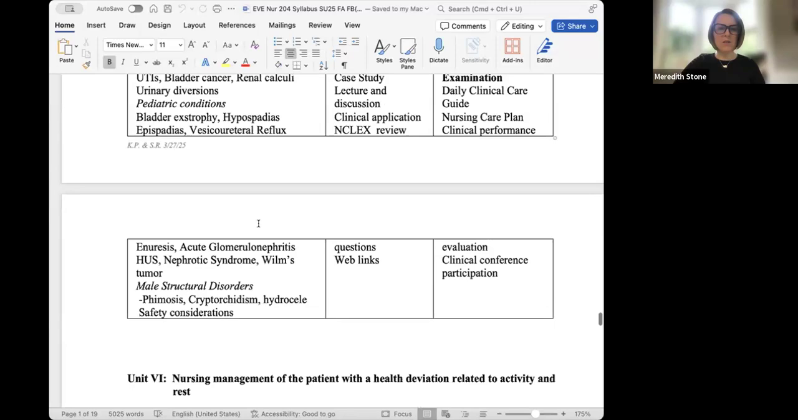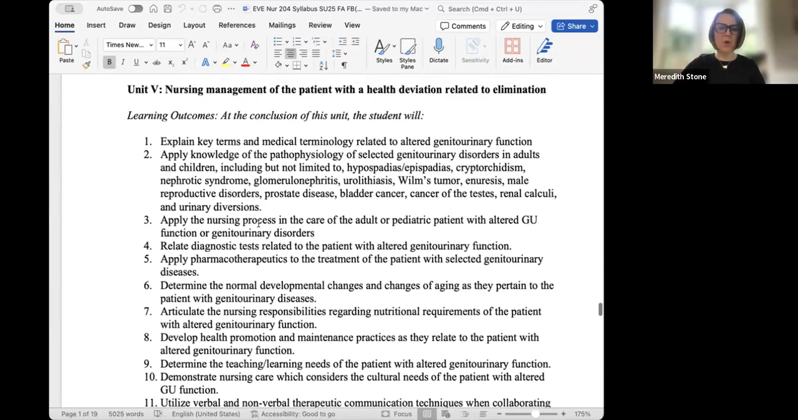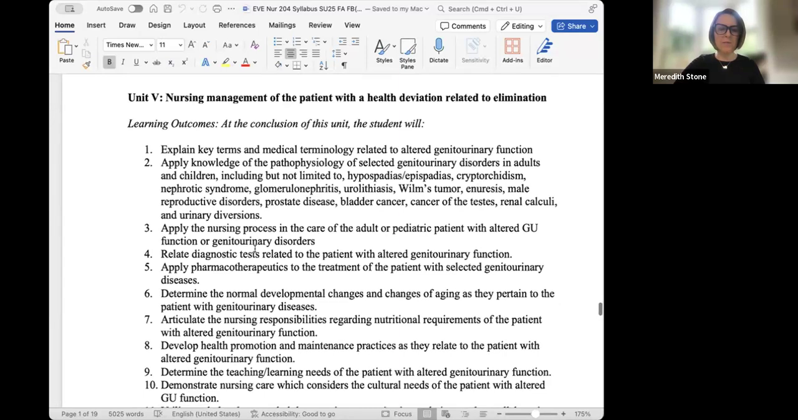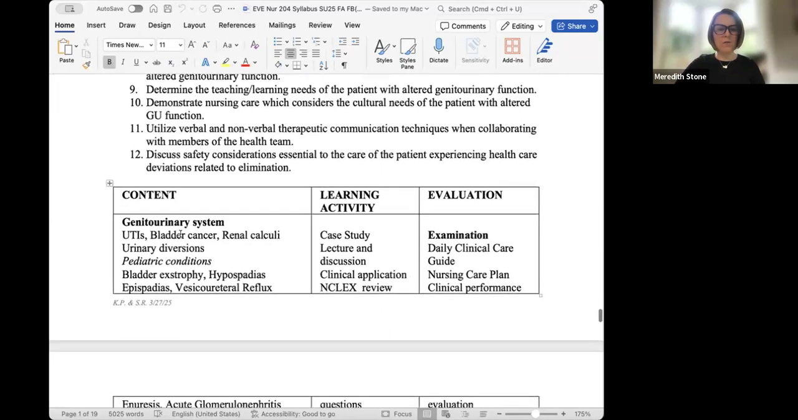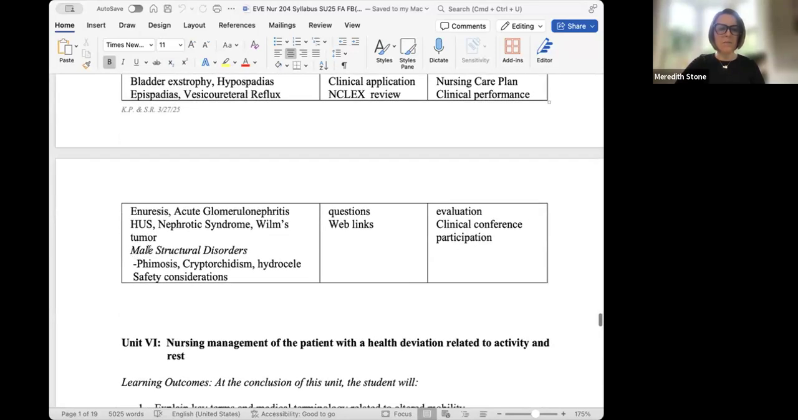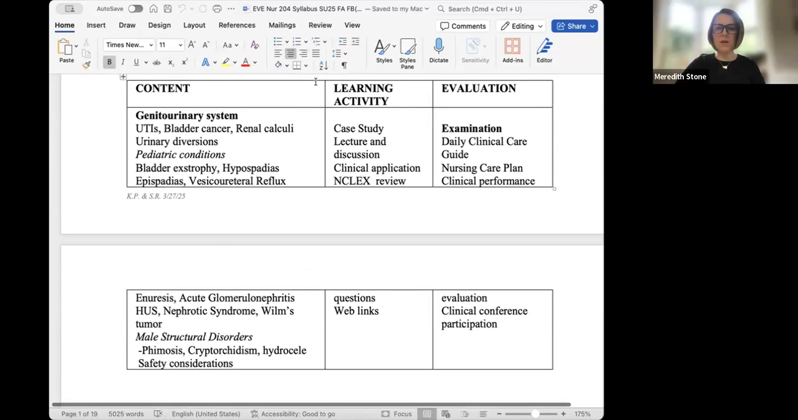So first thing is I always want you to remember to go back to your syllabus, right? These learning outcomes are also listed in your PowerPoint. But just to point out, for the genitourinary system for adult, you will be responsible for UTIs, bladder cancer, renal calculi, urinary diversions, and also the male structural disorders. Okay, so phimosis, cryptorchidism, and hydrocele. The rest of those things are all under pediatric, but as you are going through your reading and studying, you want to make sure you are paying attention to all of that.